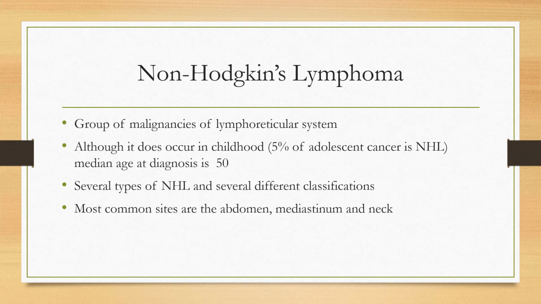So thinking about things that can go wrong. Okay, so non-Hodgkin's lymphoma is a group of malignancies that can develop in the lymphoreticular system. It can occur in childhood, but most of the time is diagnosed around the age of 50. Okay. There's a whole bunch of different types of non-Hodgkin's lymphoma and different classifications, but it's more common in the abdomen, mediastinum, and in the neck as well.